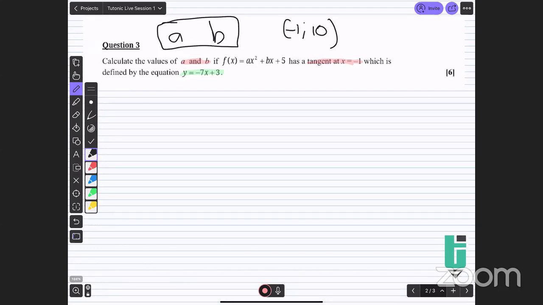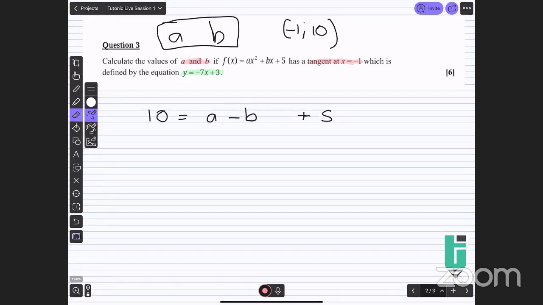Okay. So you can sub in 10, so it becomes 10 equals ax squared plus bx plus 5. But what is x? -1. So a times -1 squared is a, and plus bx becomes minus b. So a minus b plus 5 equals 10. Therefore, a minus b equals 5. So you see how we're doing mental maths here.